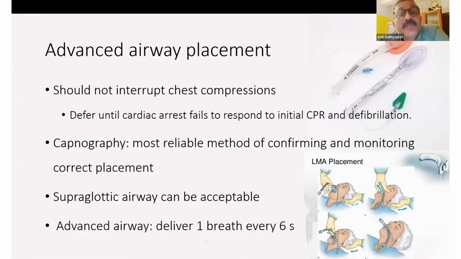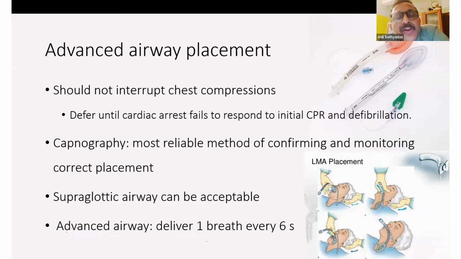Advanced airway placement is part of your ALS guideline. So till now we can manage with your bag and mask ventilation. But once you come to ALS, you think of putting an airway. And the advanced airway is either your supraglottic device like your LMA or the endotracheal tube.